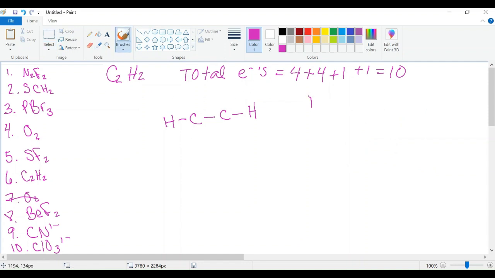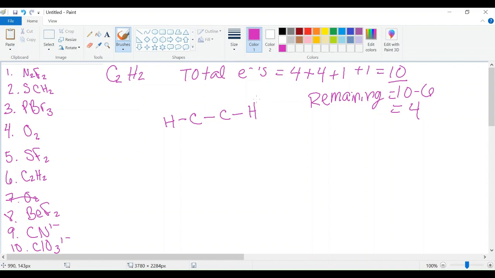So then I figure out my remaining electrons, which is what I started with minus the amount of electrons in bonds. So I have 1, 2, 3 bonds. Each of those bonds is holding 2 electrons. So that means I've got 6 electrons that are used up in these bonds, which means that I only have 4 electrons left to place around my atoms.